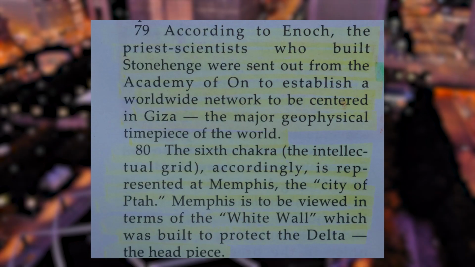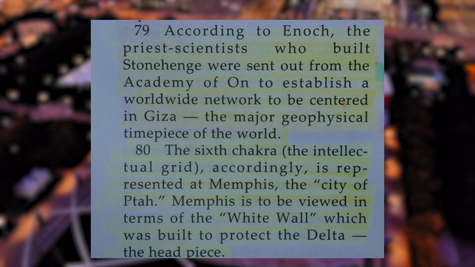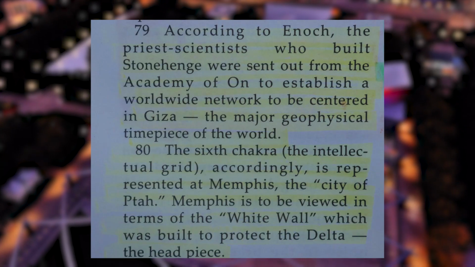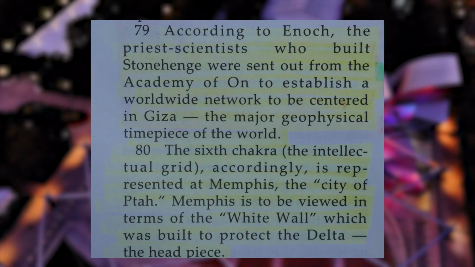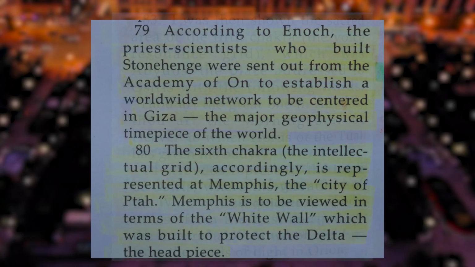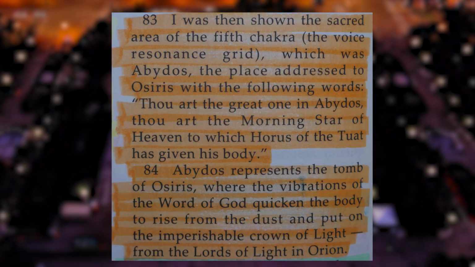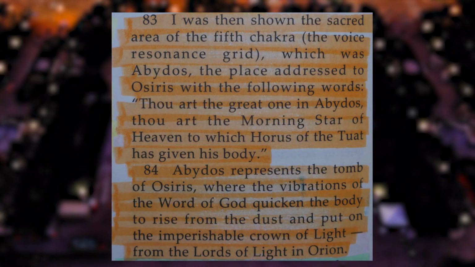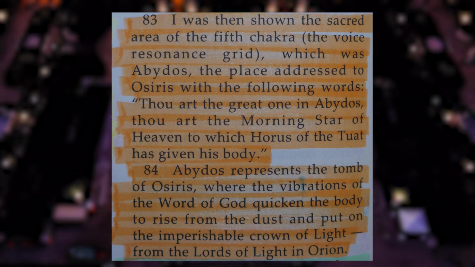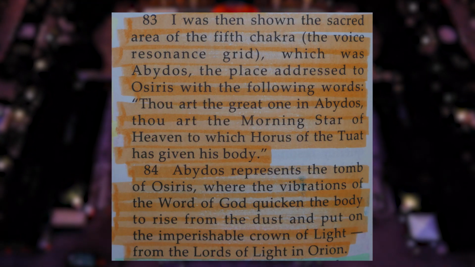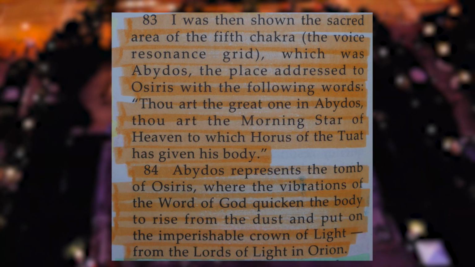The 6th chakra, the intellectual grid, accordingly, is represented at Memphis, the city of Ptah. Memphis is to be viewed in the terms of the White Wall, which was built to protect the delta, the headpiece. I was then shown the sacred area of the 5th chakra, the voice resonance grid, which was Abydos, the place addressed to Osiris, with the following words: Thou art the Great One, and Abydos, thou art the morning star of heaven, to which Horus of the Tuat has given his body.